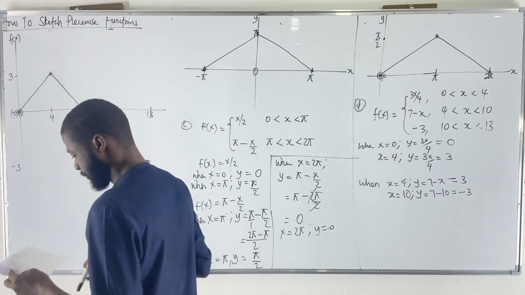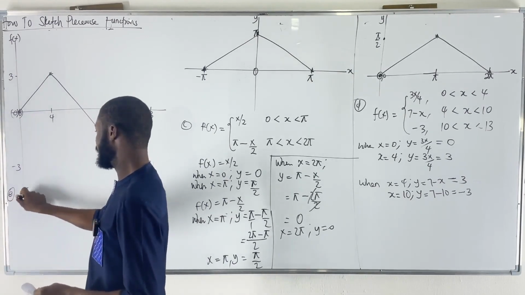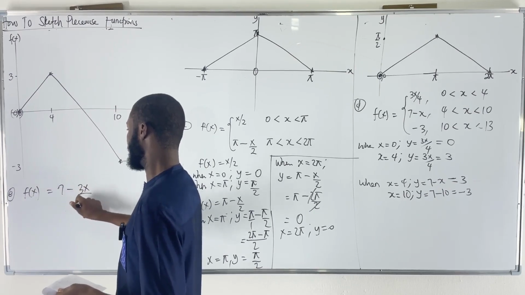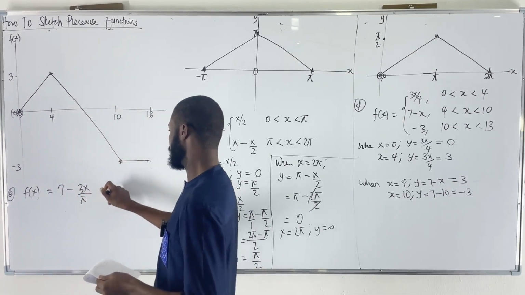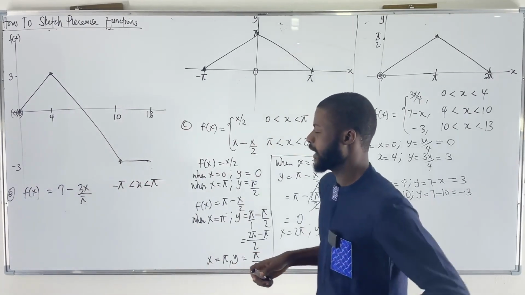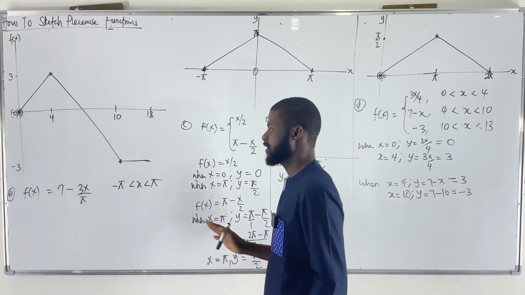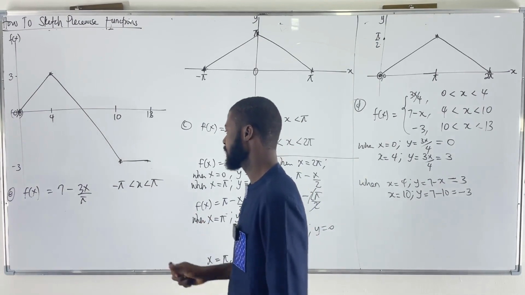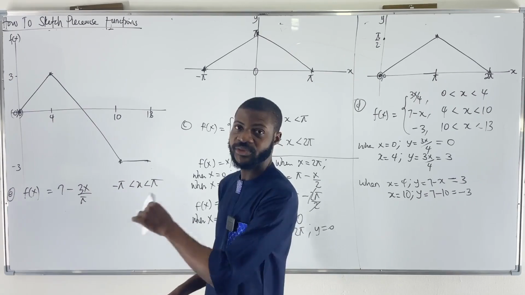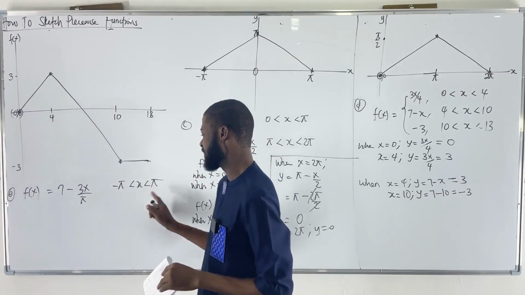So for the next one, that's E. For E, we have f of x equals 7 minus 3x over pi, for minus pi less than x less than pi. This is actually very, very easy. Since everything here is just a straight path all the way from minus pi to pi.